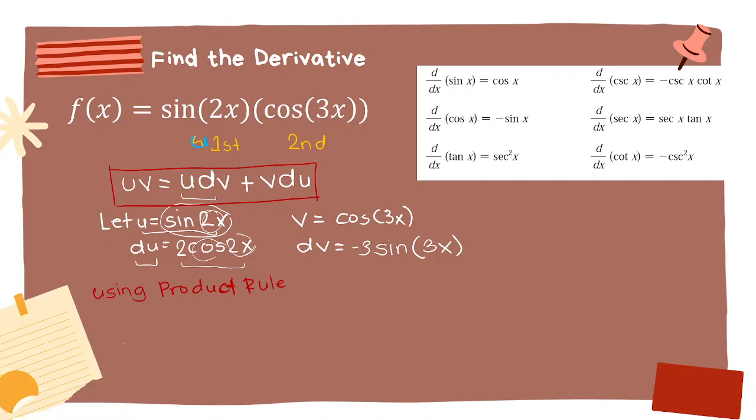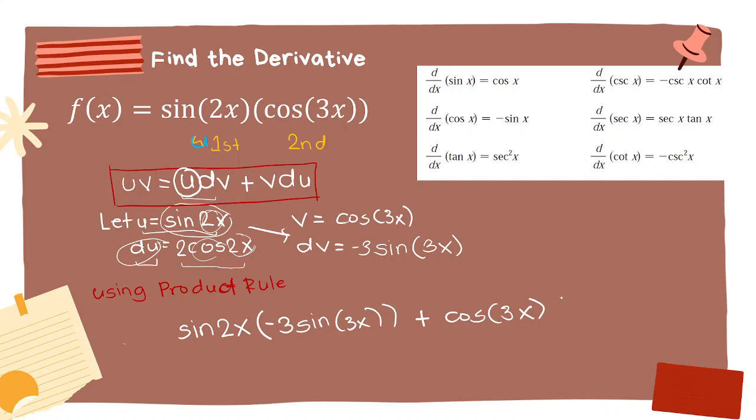Okay, using product rule, we are just going to substitute all of the things that we have here. So, substituting the u sa udv: sine 2x multiply sa dv. Ano ba yung dv natin? Ito, negative 3 sine 3x, plus v, cosine 3x multiply sa du natin, which is 2 cosine 2x.